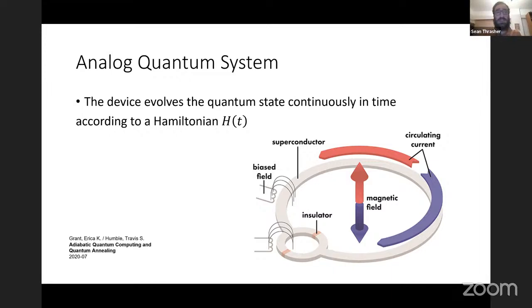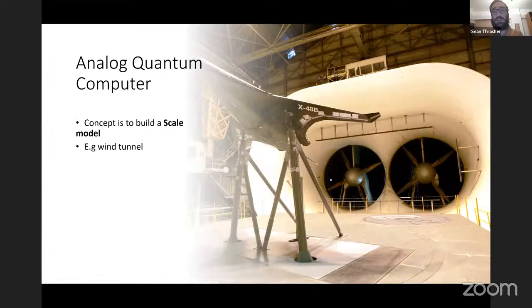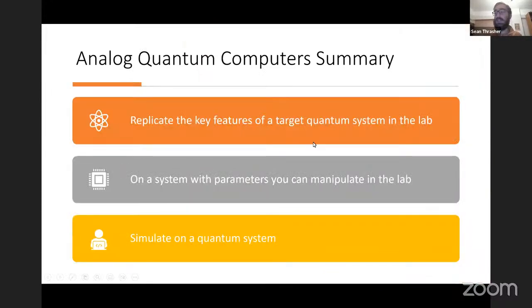It's like building a scale model. A wind tunnel is actually a good analogy to keep in mind. Just like how you can manipulate the parameters of the flow of air here continuously in time, you should be able to take a quantum problem that you're trying to solve and tackle it on a scale model. To summarize, you want to replicate the key features of some target quantum system in a lab, on a system with parameters that you can manipulate and tune finely in time, and it's got to be a quantum system.